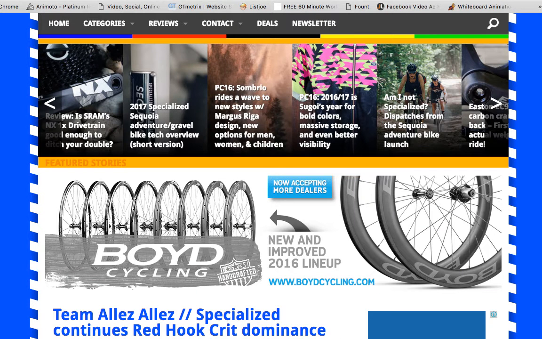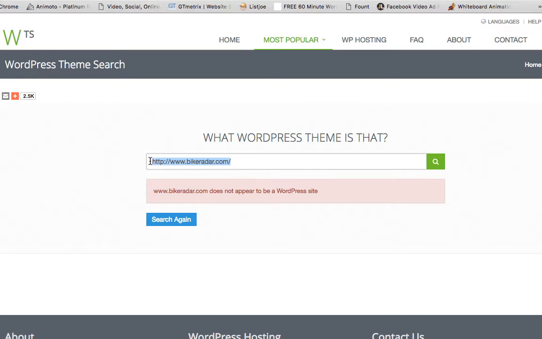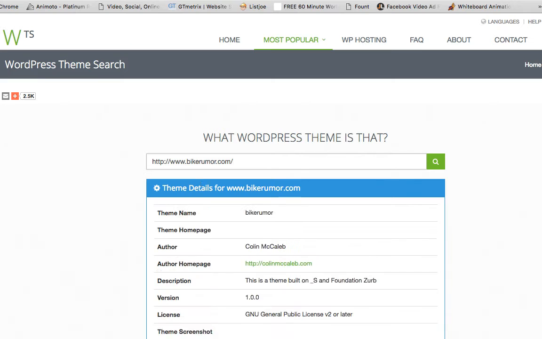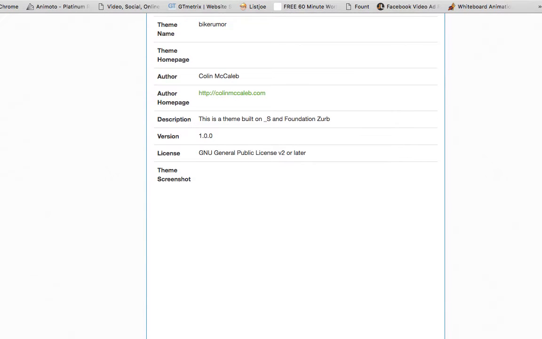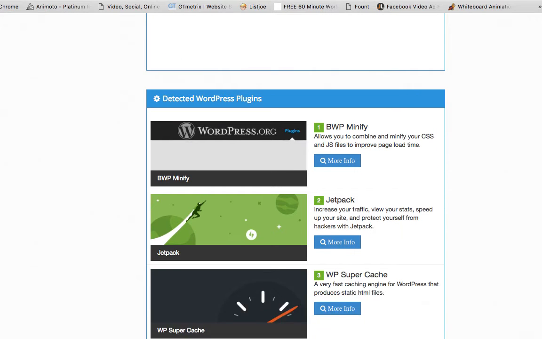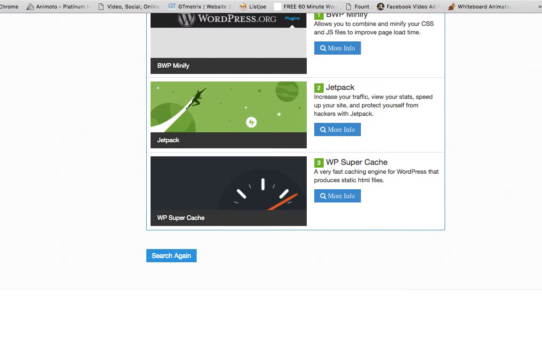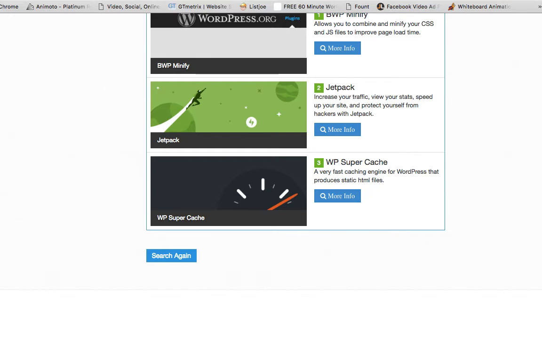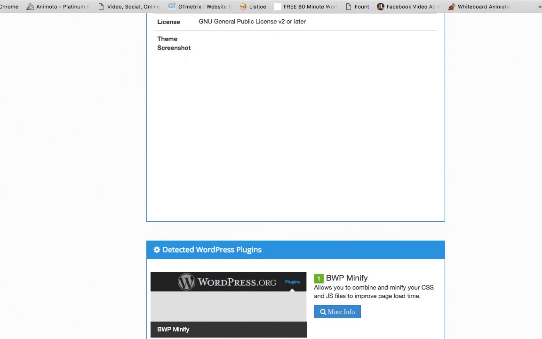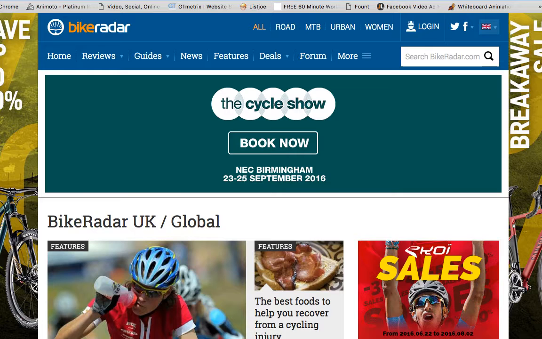Okay, let's have a look at ByteRumor. Once again, what WordPress theme is that? Okay, so ByteRumor. This theme is built on Foundation. What else you get as well with What WordPress Theme Is That? It also tells you what WordPress plugins they're using on their site. And this has actually only got 3, which is not a bad thing. We'll talk about plugins in the next lecture. But this also looks to be a bespoke site actually.